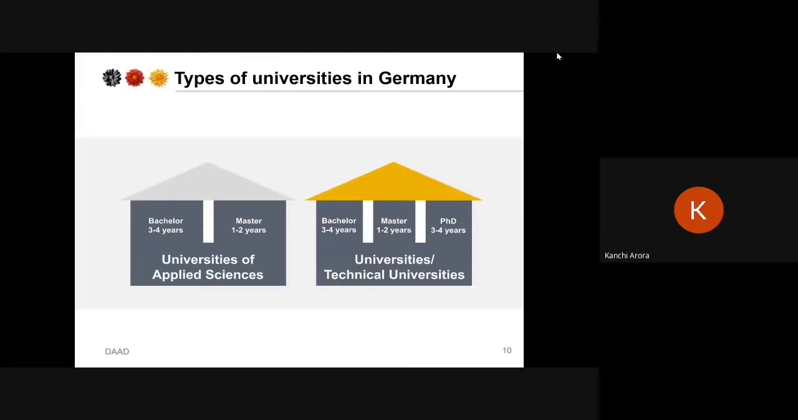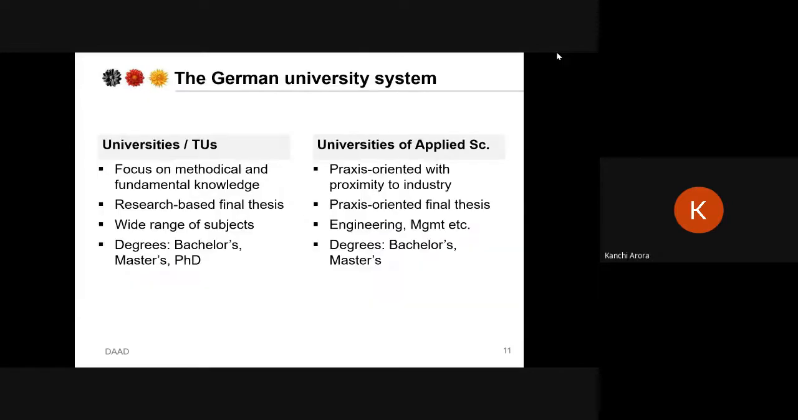The universities, which in German are called Universitäten, or the technical universities, for example, you would have heard about the Technical University of Berlin, Technical University of München, Dresden, etc. These universities are traditional universities and are more oriented towards research, right? Whereas universities of applied sciences, which are also called Fachhochschule in German, are industry oriented. This is the main difference.